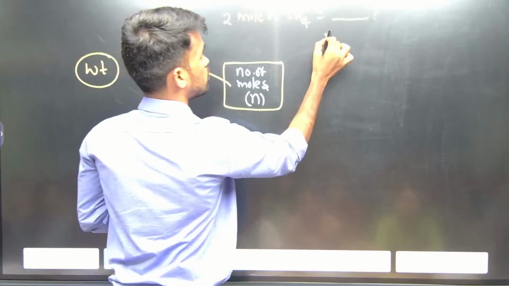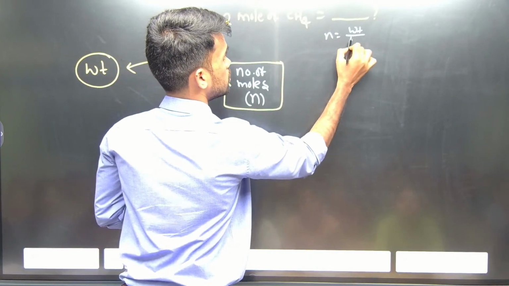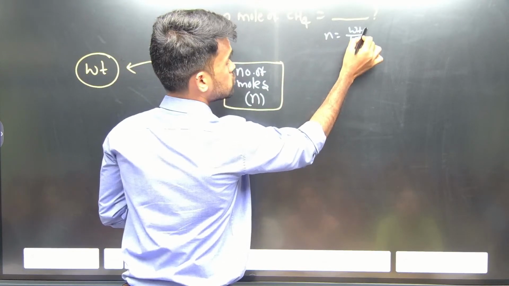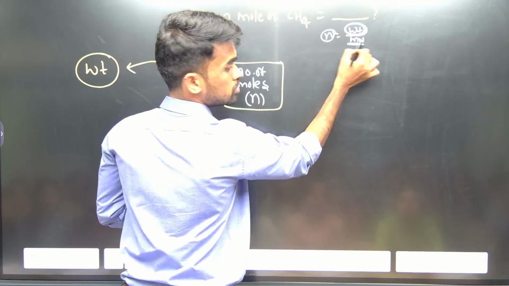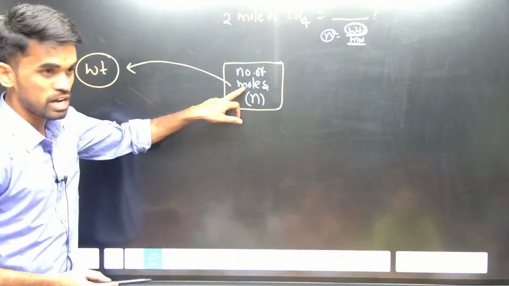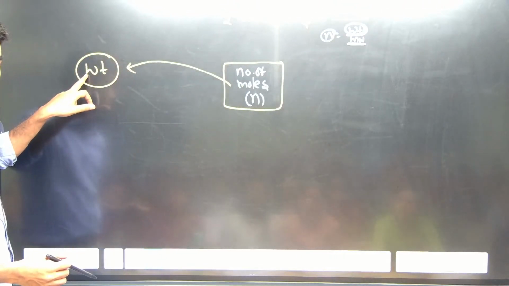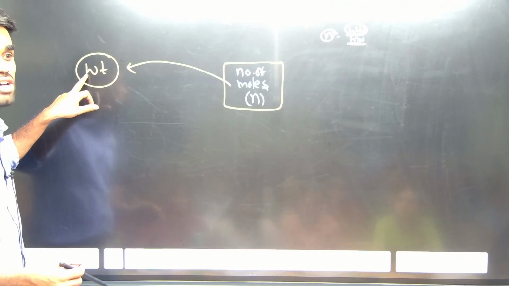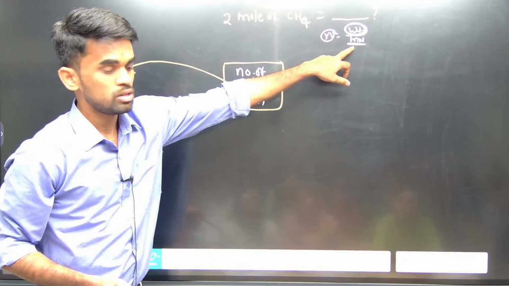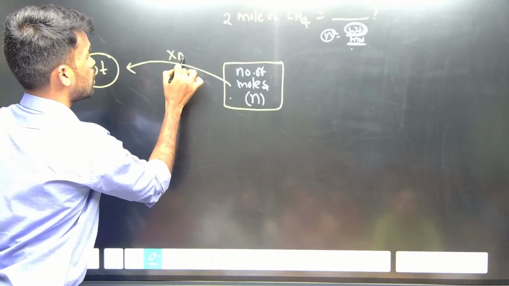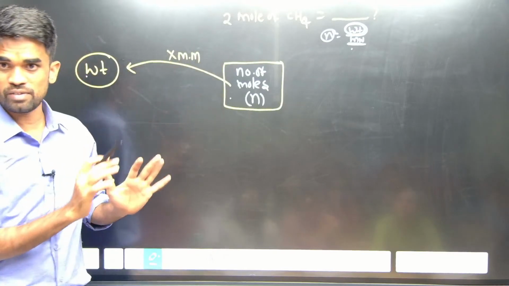Number of moles equals weight by molar mass, we are doing. So now I am asking you weight. So if I give you number of moles, how can you get the weight? What are you multiplying with? Number of moles into molar mass. Is this clear what I am making?